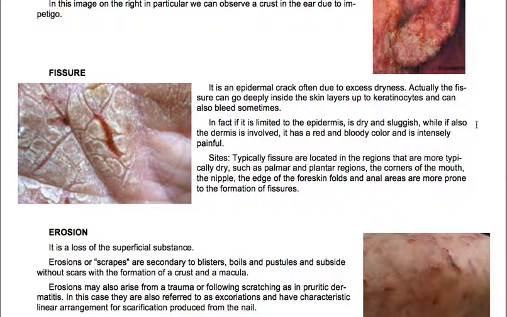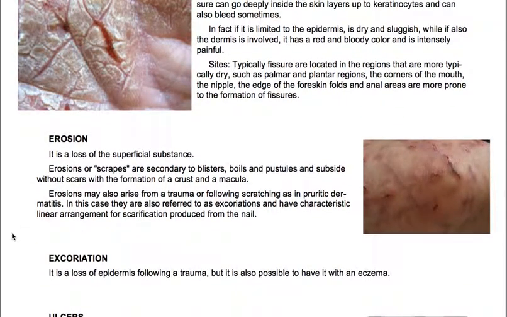Fissures are typically located in the regions that are more typically dry, such as palmar and plantar regions. The corners of the mouth, the nipple, the edge of the foreskin folds, and the anal areas are more prone to the formation of fissures. Erosion, it's a loss of superficial substance. Erosions or scrapes are secondary to blisters, boils, and pustules and subside without scars with the formation of a crust or a macula. Erosions may also arise from a trauma or following scratching as in pruritic dermatitis.